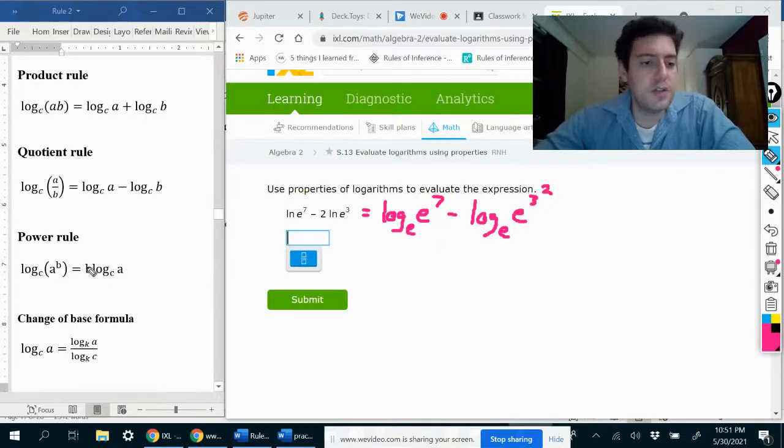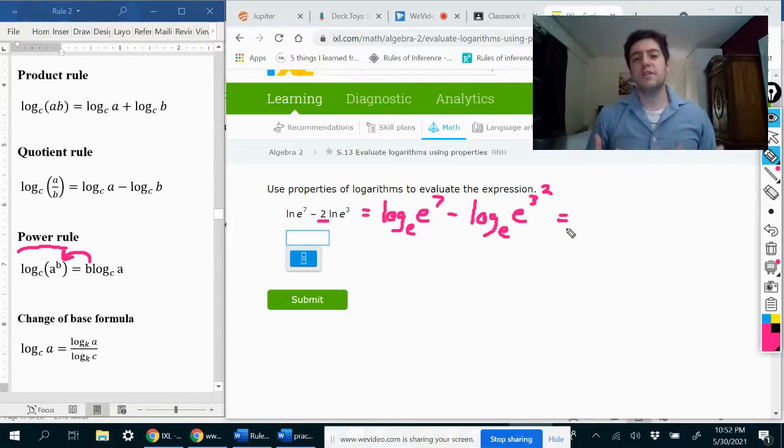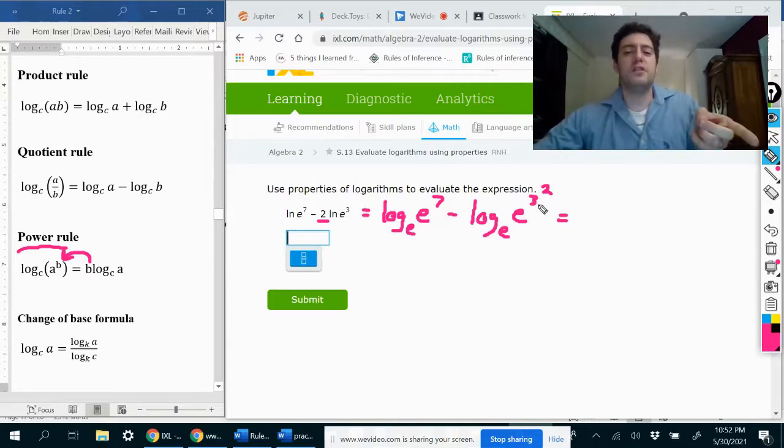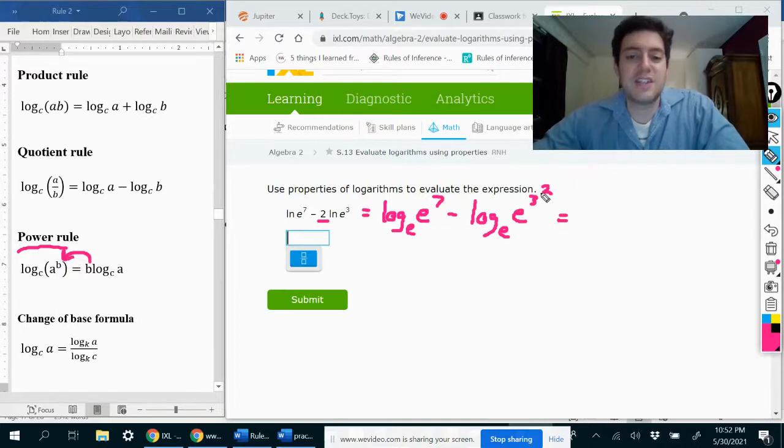You see what I did there is I used the power rule again, and I saw that there was a coefficient of 2 here, so I just used that coefficient as an exponent, okay? Turned it into an exponent. But there was already an exponent over here, so this is looking a little bit messy. But now we have to remember our laws of exponents, which is that our power rule, not for logarithms, our power rule for exponents says that if we have a power to a power, then we multiply those. So this is the same thing as e to the 6th power.